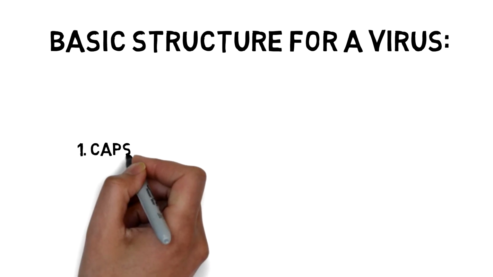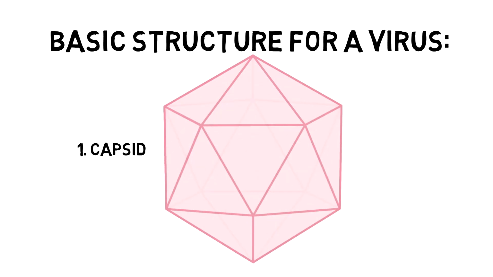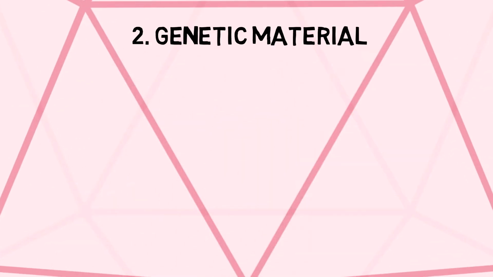So the first one is the viral capsid, which is basically a protective layer made out of proteins or a single protein that basically protects the genetic material, which is precisely the second component of any virus.